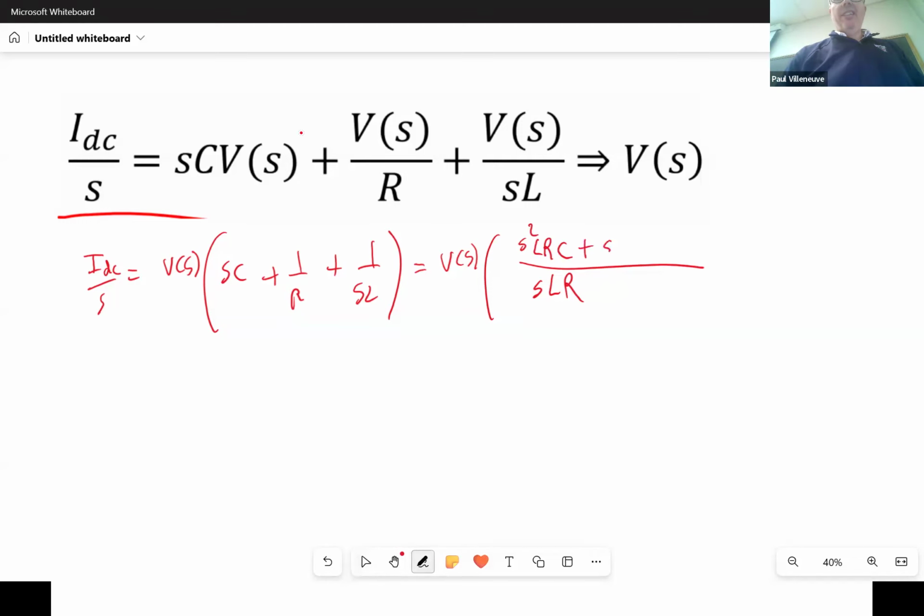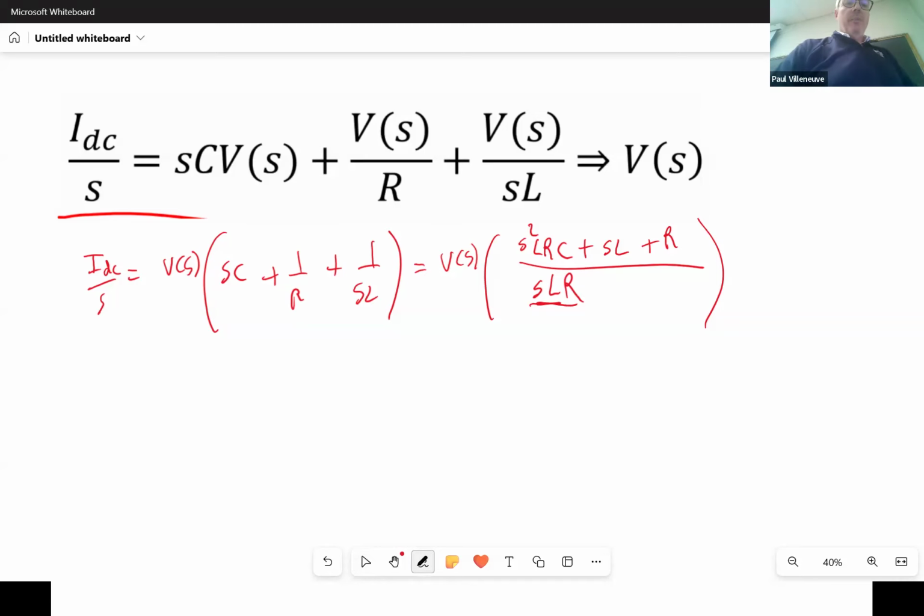Plus, I'm missing the SL over here. And I'm missing the R over here. Okay? Everybody following that step? Because when I multiply SLR, I'm putting it under common denominator. That means I have to multiply this SC by S times L times R. So it just becomes S squared.